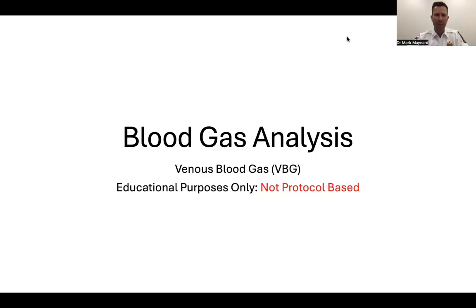Wanted to talk to you a little bit about blood gas analysis. The EPOC system does have the ability to do venous blood gas or a VBG. We're not going to be taking arterial samples. It does have the ability to do an ABG, but we're going to be focusing on VBG.